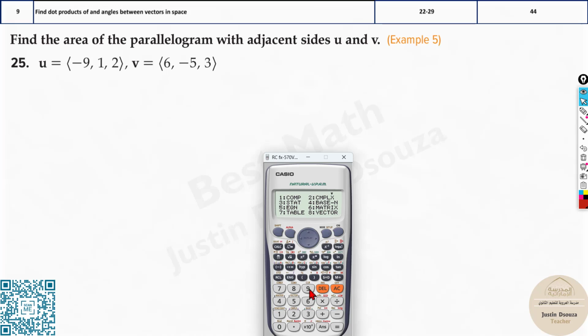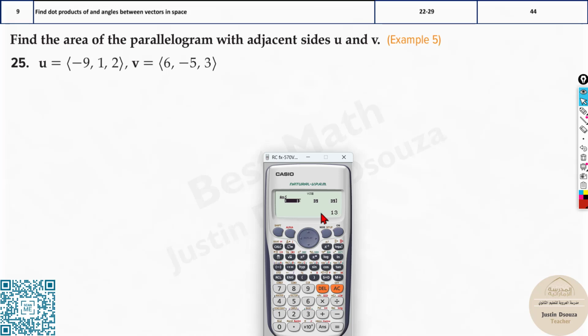Let me even show you for this. Mode 8. Let me put in the vector A. Dimensions are 3. So it is -9, 1, and 2. Once that is done, press AC, shift phi 1 to fill in the dimension of which matrix? Sorry, vector. It's vector B. 3 dimension. Now 6, -5, and 3. Now both are saved. All I do is shift phi 3, cross product, shift phi 4.